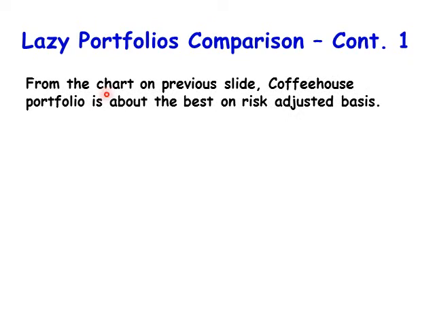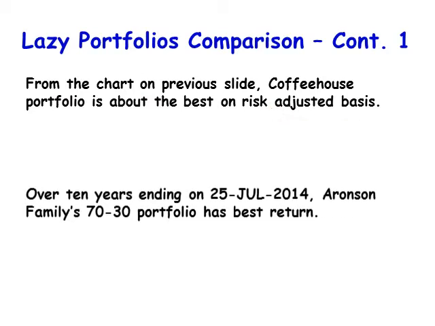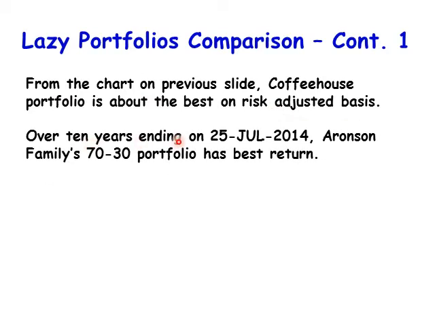From the chart on the previous slide, the Coffee House portfolio is about the best on a risk-adjusted basis. And over the 10-year period, as of 25 July 2014, the Aronson family portfolio, which is a 70-30 portfolio, has the best return of the three we compared.